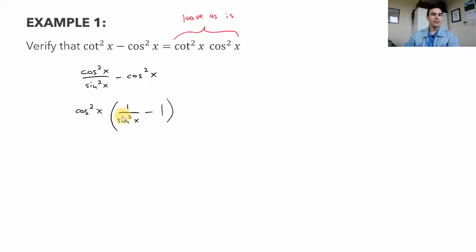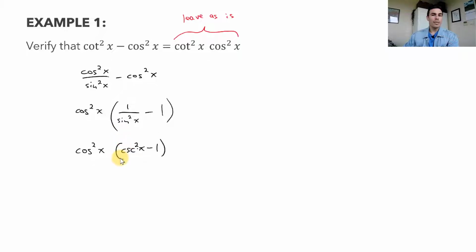Okay? Now, sine squared x, I know, has a reciprocal function, cosecant. So that's going to be cosecant squared x minus 1 inside my parentheses. And we still have this times cosine squared x. Now again, I'm not doing anything on the right-hand side of my equation, just leaving that as is. I'm just working with the left-hand side now.